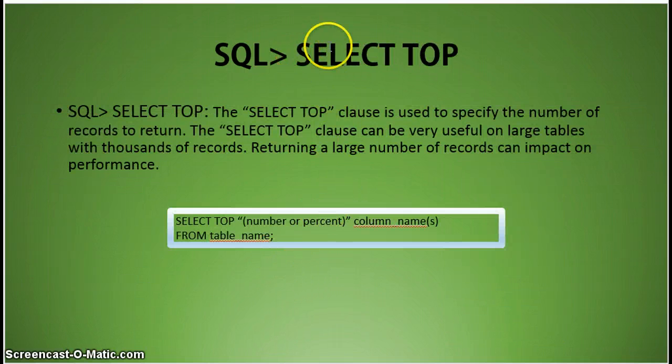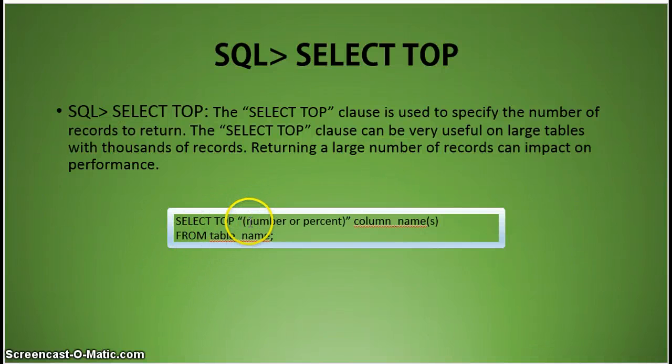Next, we move on to SELECT TOP. The SELECT TOP clause is used to specify the number of records to return. The SELECT TOP clause can be very useful on large tables with thousands of records. Returning a large number of records can impact performance. You do not want to overload your system by bringing so many records out at one time. So here, we have a piece of the code.